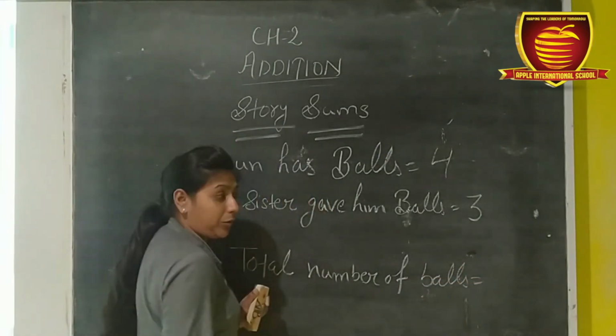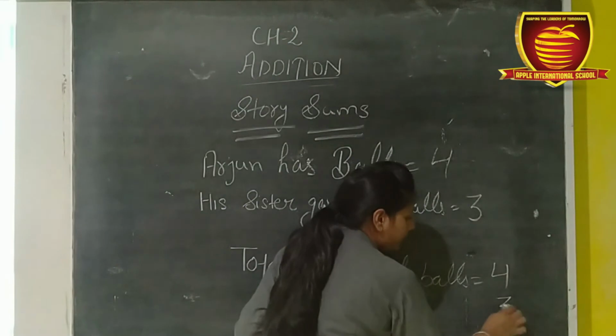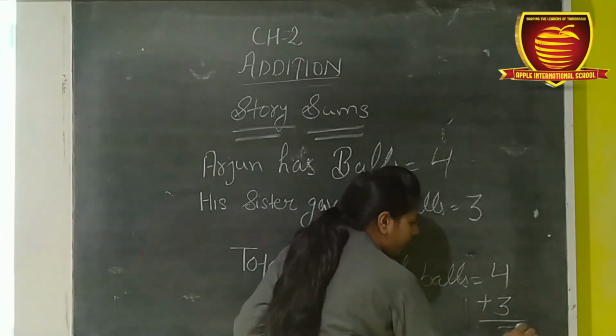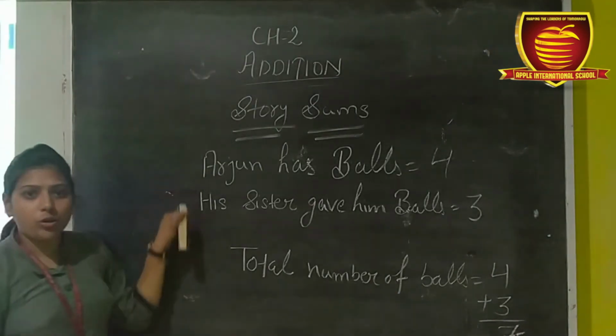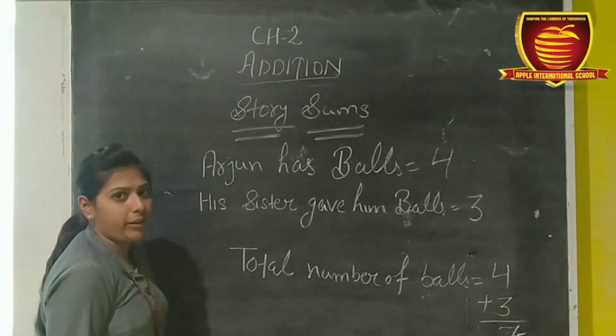Again you have to add the numbers. 4 plus 3. You know, 4 plus 3 equals 7. So now Arjun has a total of 7 balls.